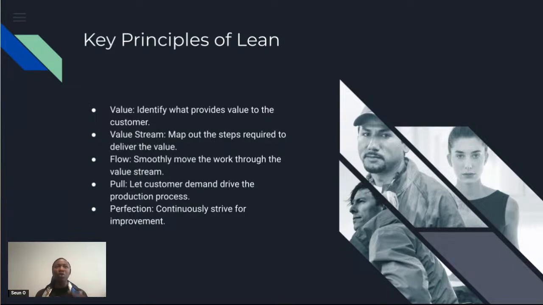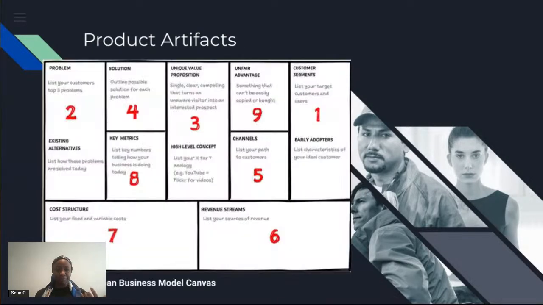And then perfection is to continuously strive for improvement. Literally, that is continuous improvement, continuous development. You're taking feedback, you're saying, how can we make this better? Oh, you have the best product in the world, there's nothing you can do. That's great, but there are still other customer needs that we haven't solved for. So let's go and try to solve for those needs. So that's basically what the lean framework is about.